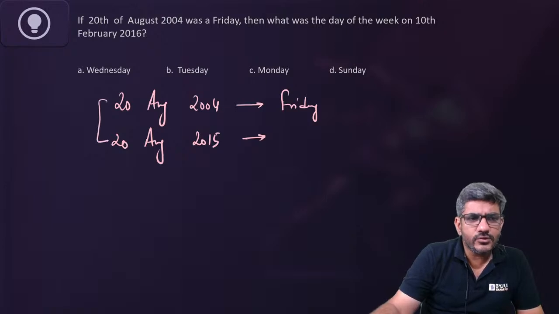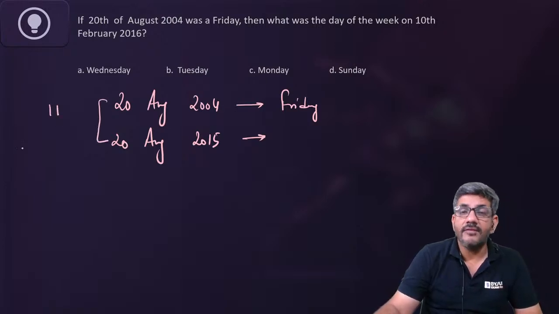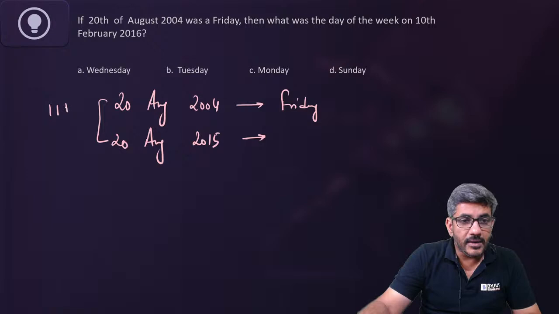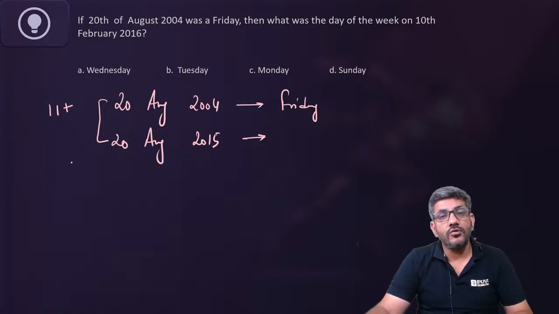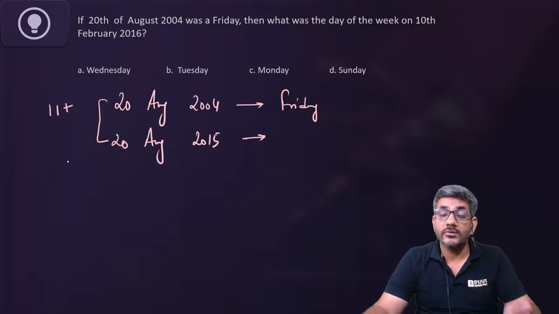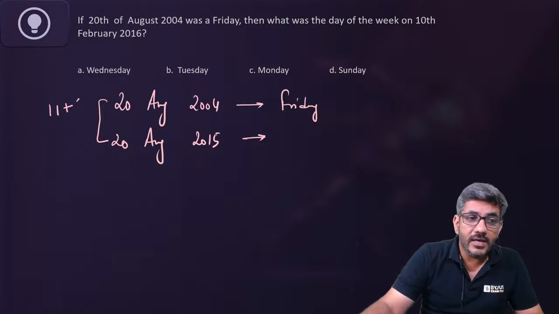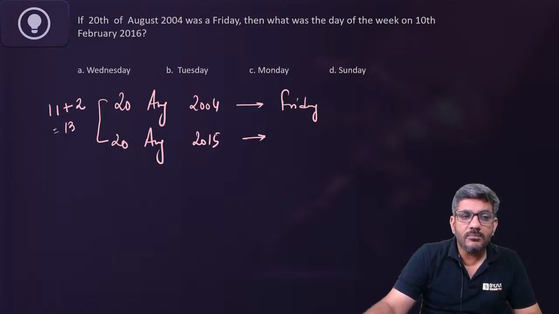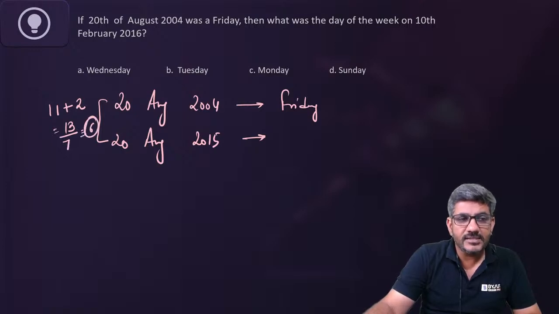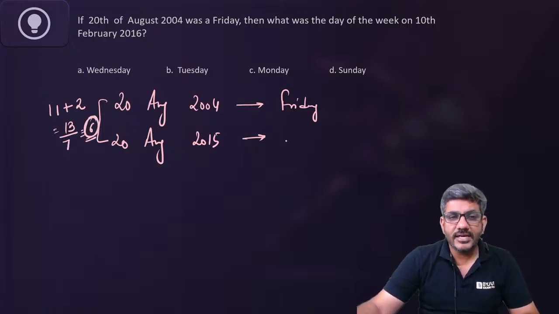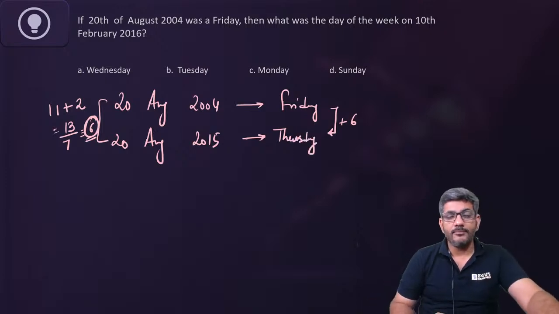So between these two dates, I have 11 years. 11 years will have 11 odd days. But between these 11 years, we have two leap years as well, 2008 and 2012, which will have two more extra days. Total number of odd days between these two dates is 13, and 13 divided by 7 gives me 6. So this day, that is 20th of August 2015, would be Friday plus 6. That will be equal to Thursday. I hope you got my point.